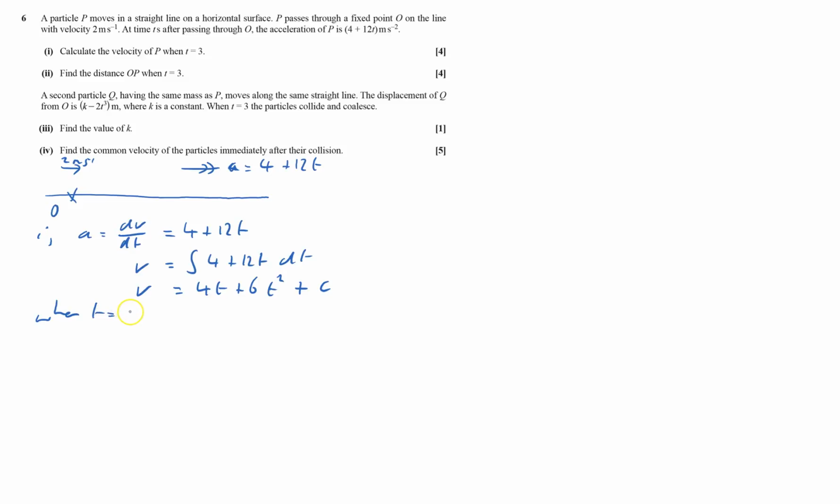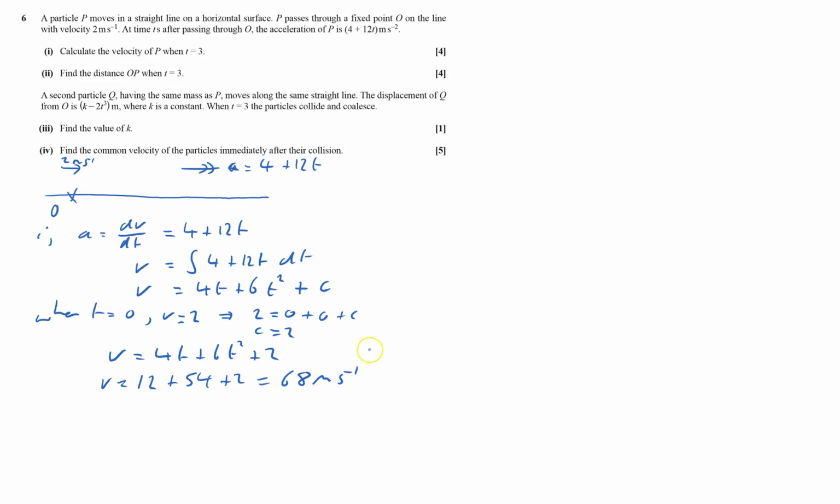So when t equals 0, we know that v equals 2, and therefore we get 2 equals 0 plus 0 plus c, so c equals 2. And so now we know that v equals 4t plus 6t squared plus 2. And I can now find it out when t is 3, that'll be 12 plus 54 plus 2, which equals 68 meters per second.